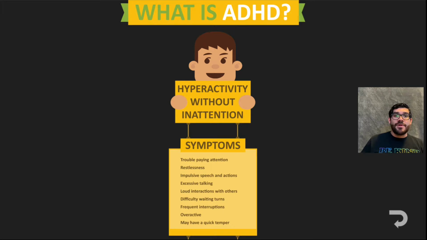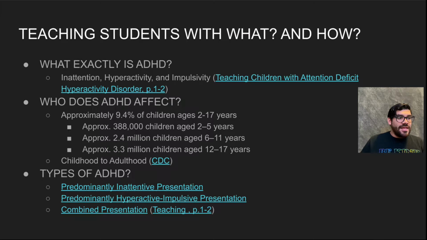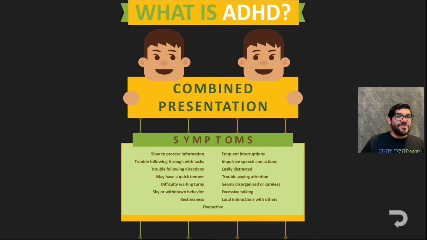The predominantly hyperactive impulsive presentation is hyperactivity without the inattention. Some of those symptoms could be overactive, difficulty waiting turns, excessive talking, loud interactions with others. Now, unfortunately, children with predominantly hyperactive impulsive presentation are seen as fidgety, restless, and even aggressive. And then you have the combined presentation, which is just that, an equal combination of the previous 2 types.